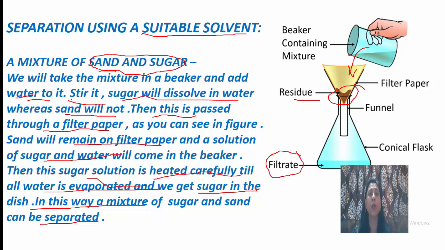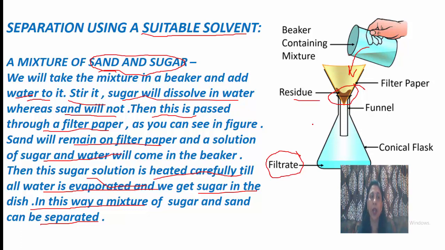Now this is one example of sand and sugar. We can use sand and salt also. We will use the same technique, with water as the solvent. But suppose we are provided with a mixture of sand and sulfur. In that case we cannot use water, because both sand and sulfur are insoluble in water. In that case, the solvent used will be carbon disulfide. All the steps will be the same.